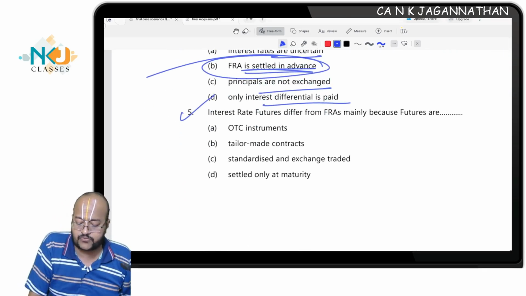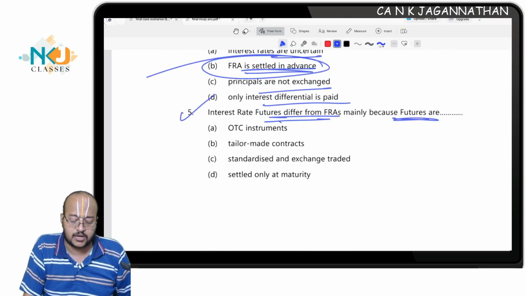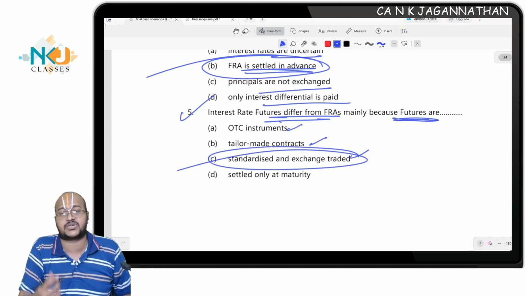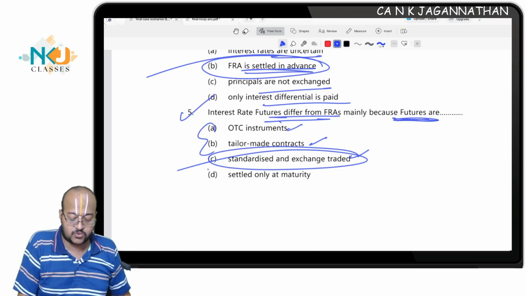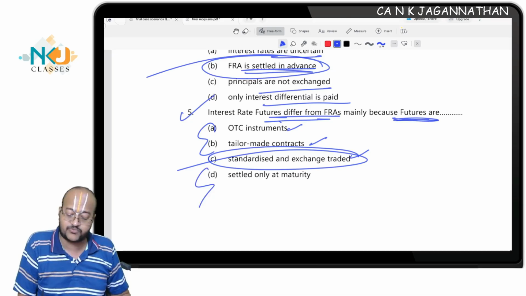Last question. Interest rate futures differ from FRA mainly because futures are OTC instruments, tailor-made, standardized, exchange traded. Futures are exchange traded derivatives and not OTC. All the other things can be applied to FRAs but not to futures. Futures are standardized and exchange traded.